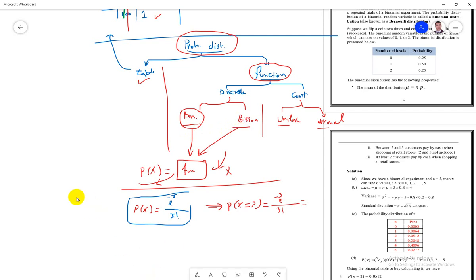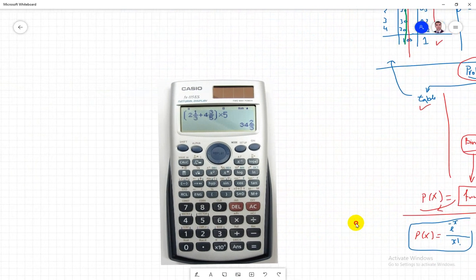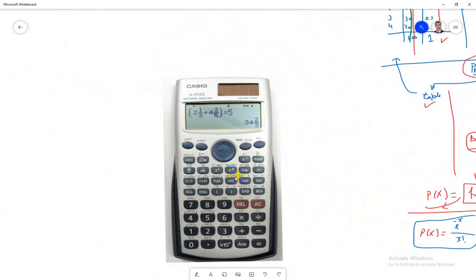Before starting the binomial distribution, I need to show you how to use the calculator. I think most of you have the same calculator. To find the factorial, use shift and that button. If I need to find 3 factorial, first write 3, then shift and x to the power negative 1 will give you the factorial result. How to find the e? In this calculator, for e, use shift ln. If I need e to the power negative 3, I write shift ln, and then in the bracket negative 3, and that gives you e to the power negative 3.